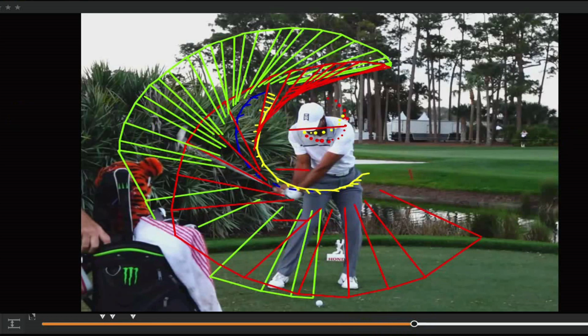Obviously slow, get the feels, and then you should be striking the ball hopefully a lot better. And that's what we want to share from this video.